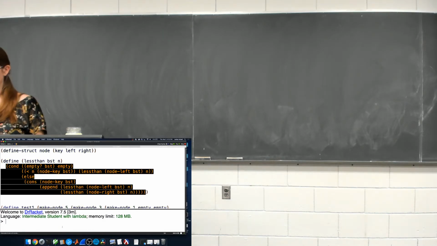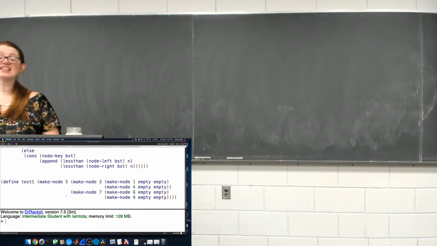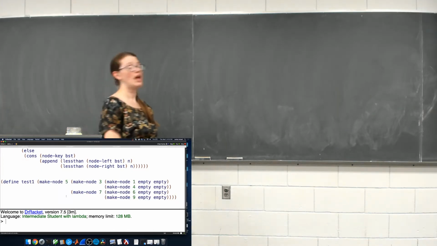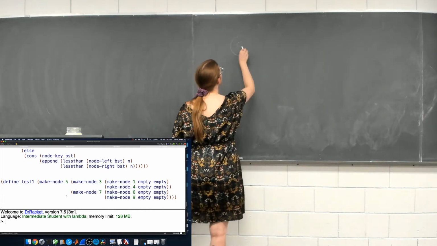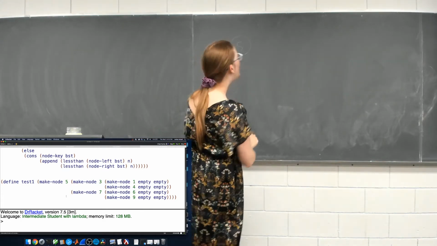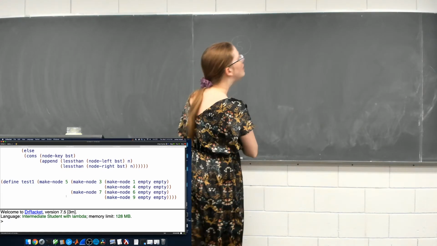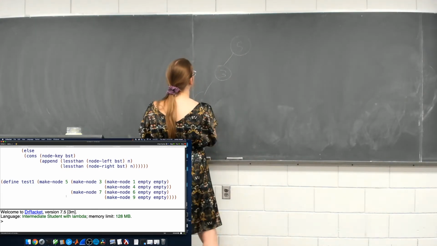There we go. So we have a test tree down here, test 1. And if we were to actually draw this tree out, we got 5. And I usually put a 3 here.